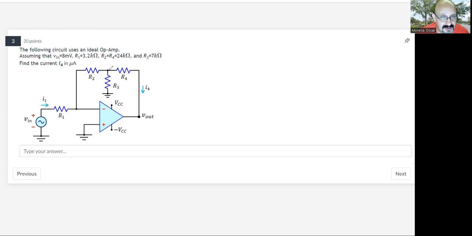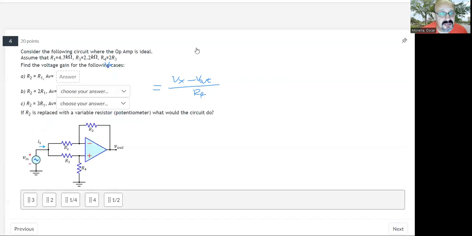So if you name a node here Vx, you can write your nodal equations, and finally your solution for I4 is going to be equal to Vx minus V out, divided by the resistor R4. Just a very simple problem.